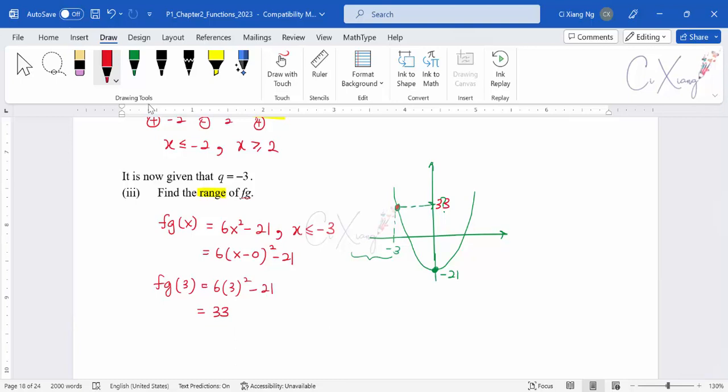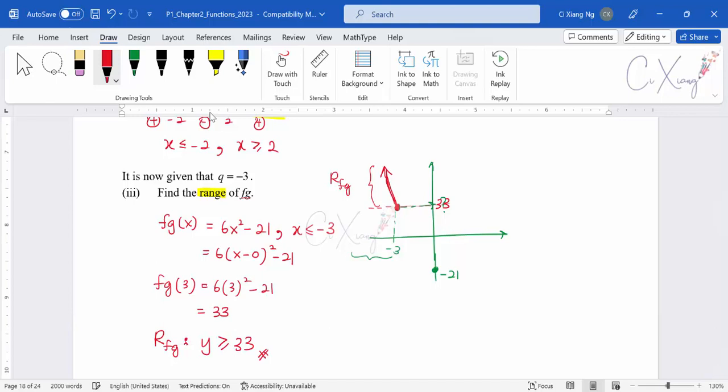If we are looking at the graph where x is smaller than or equal to negative 3, that means we are considering this part of the graph. From this graph, you can see that the lowest point of this curve is 33, and then the graph will keep on going up as x becomes smaller and smaller. So this part is the range for the composite function fg, and therefore you can write that the range of fg is y greater than or equal to 33.